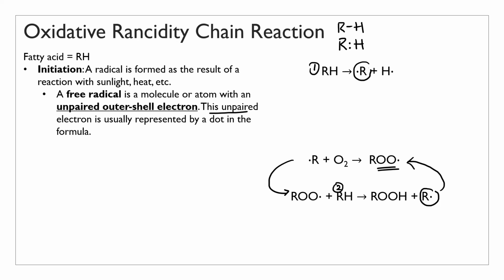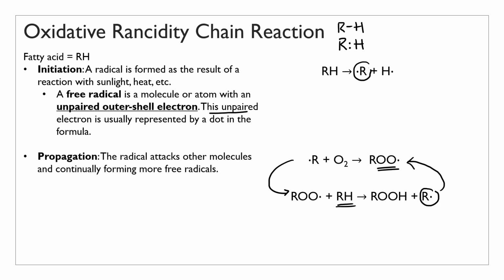So you go from 1 to 2 to 3 to 4 to 5 until you have a lot of fatty acids being broken down into free radicals. Okay, it's not really that these two are going in a loop. It's just that you're going to keep attacking new fatty acids if this process continues. So this is actually called the propagation of a chain reaction. It's when the radical attacks other molecules and continually forms more free radicals. So you keep having more and more free radicals as the result of that, which is not good.